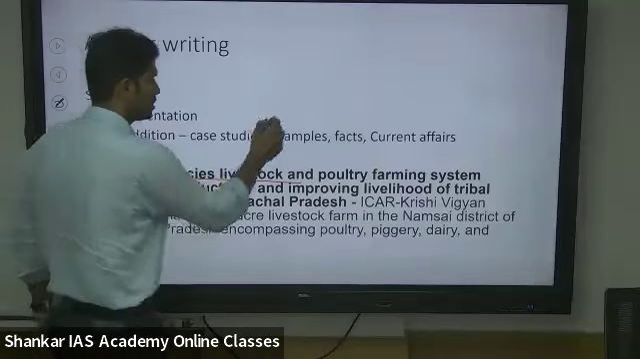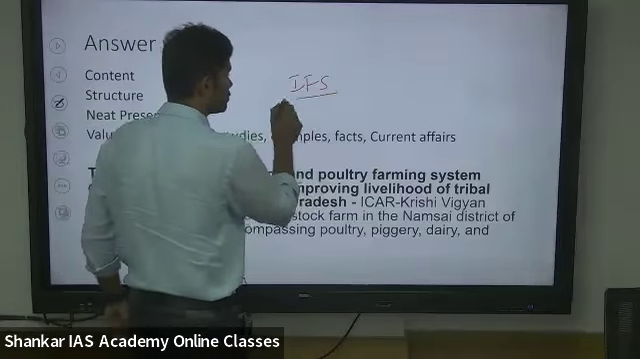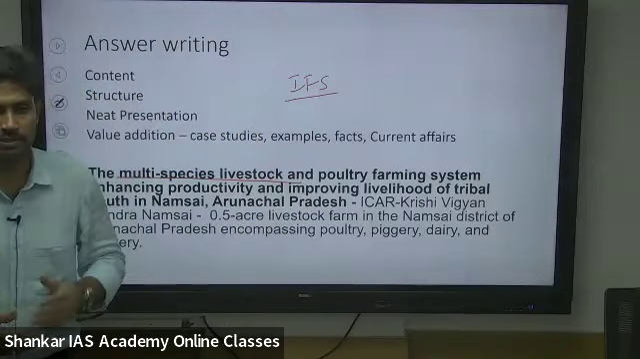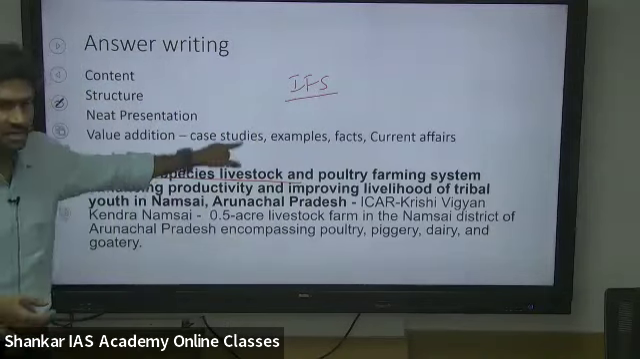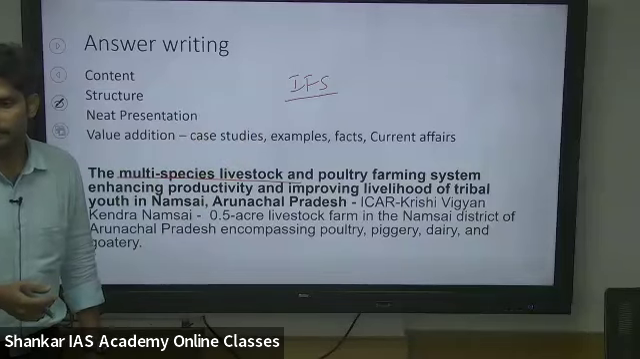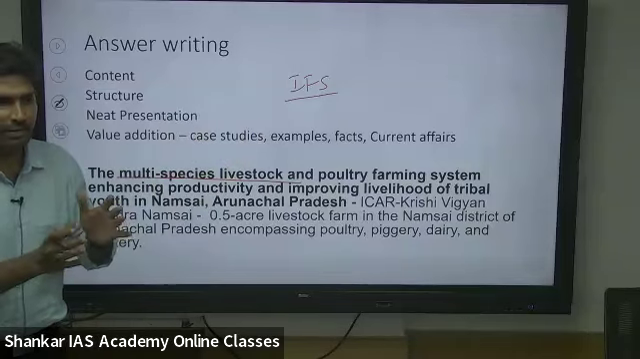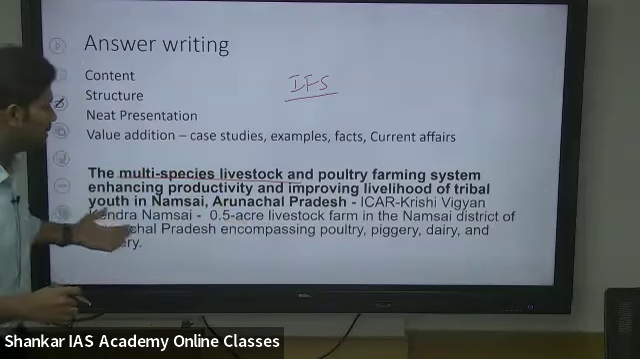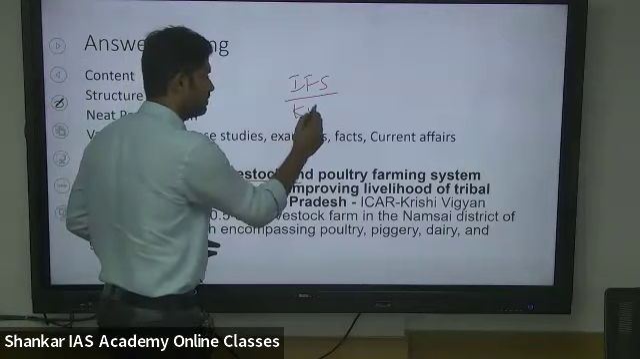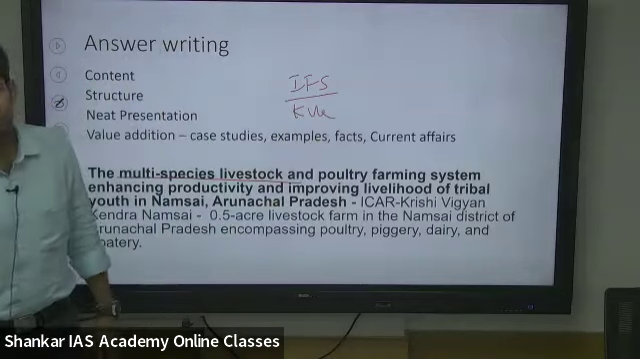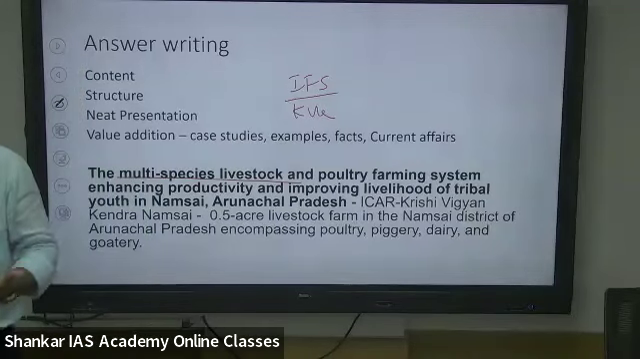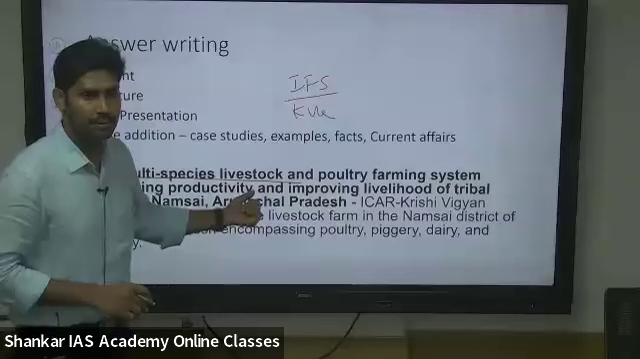For example, if the question is about IFoS, the farming system, write the role of IFoS in empowering the farmers' livelihood. If they are asking this question, we can use this case study. Actually, these are successful case studies. Then one more question, KVK. For the question on KVK also, we can use the same case study: role of KVK in empowering the farmers' livelihood, or role of KVK in technology dissemination.